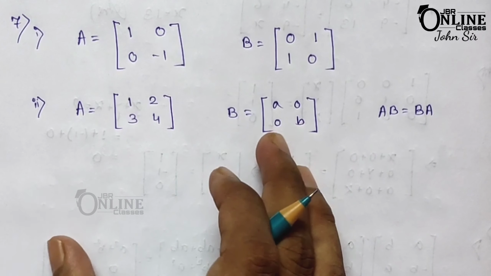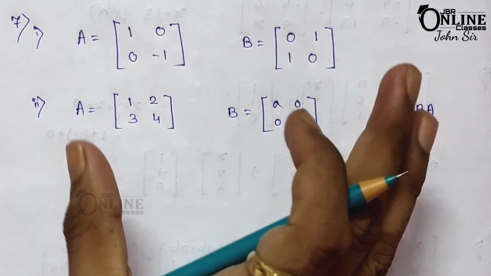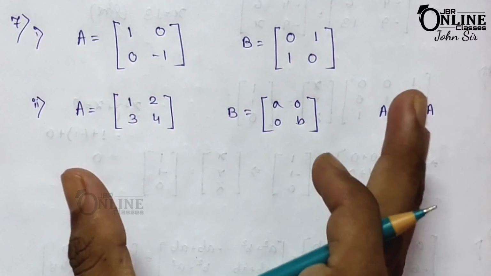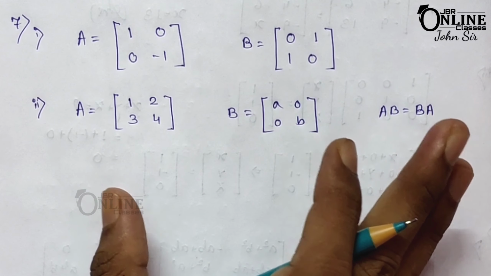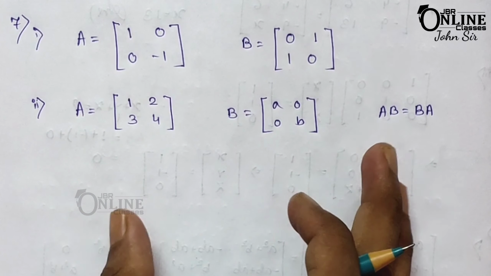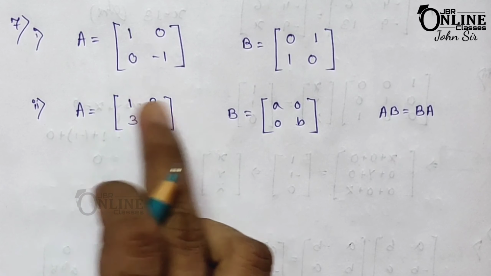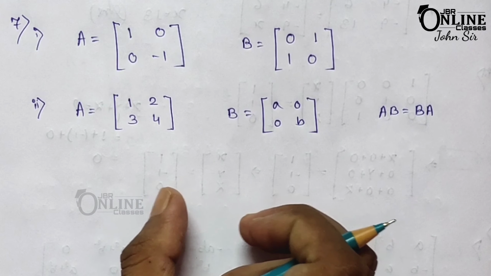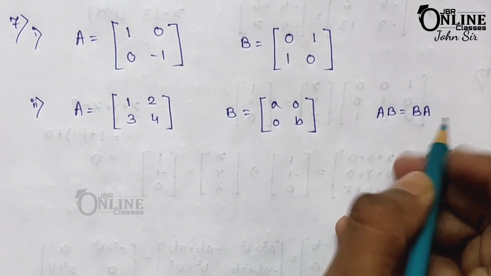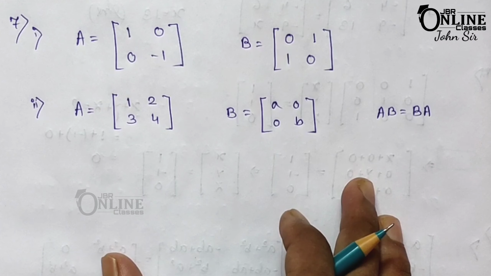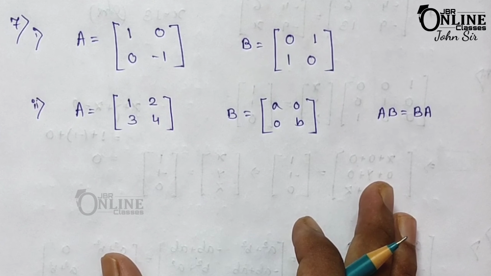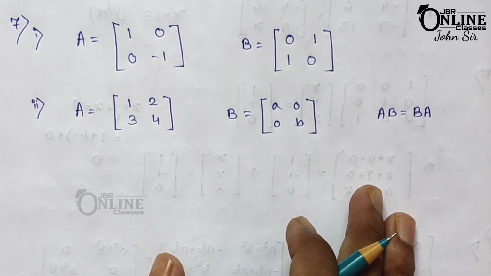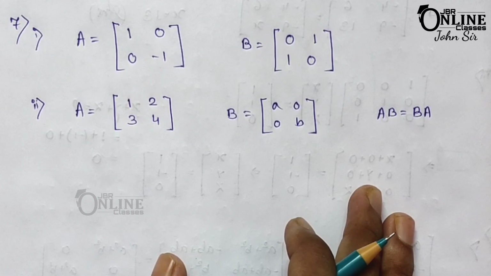So now sum number 7. In sum number 7, the first one is very easy, so I hope you can solve it. You have to just find out AB and BA. That means the same as sum number 6. Now sum number 7, part 2. In part 2, here A equals 1, 2, 3, 4, B equals A 0, 0 B. These two are matrices. And here it also says that AB equals BA. It's also given. Now here you have to show that B is a scalar matrix.